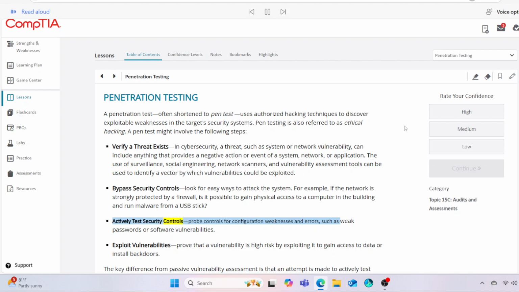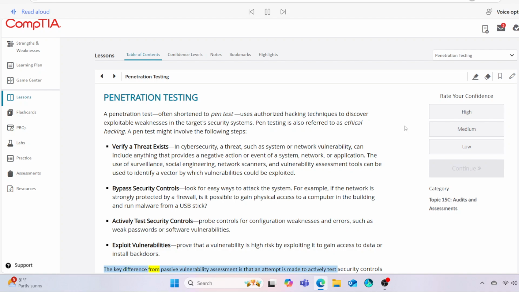Actively test security controls. Probe controls for configuration weaknesses and errors, such as weak passwords or software vulnerabilities. Exploit vulnerabilities. Prove that a vulnerability is high risk by exploiting it to gain access to data or install backdoors.